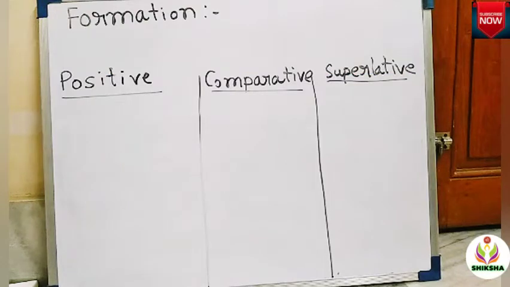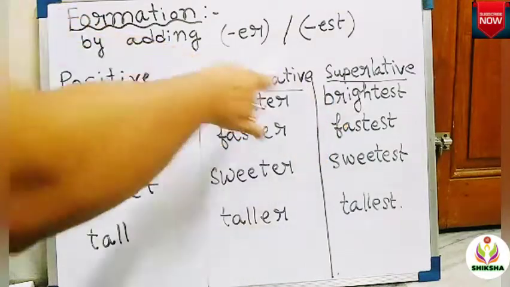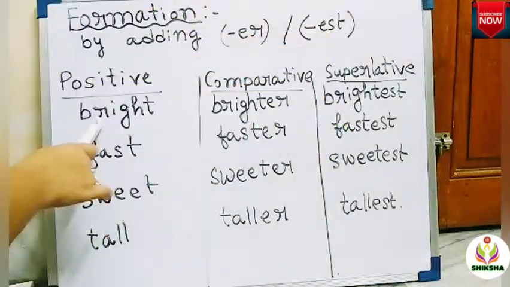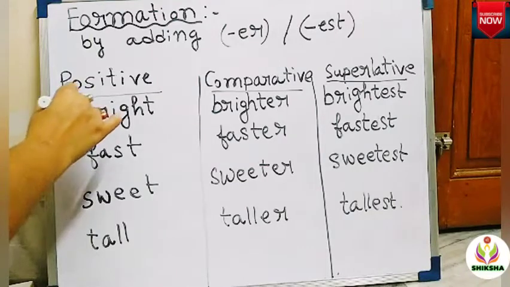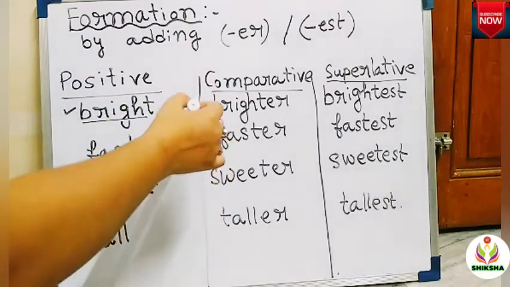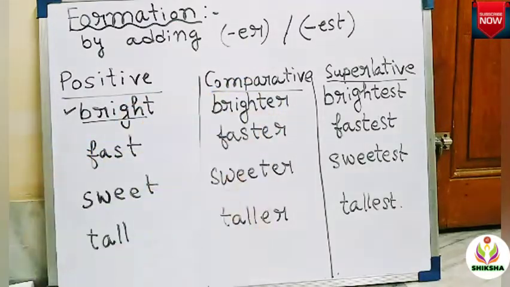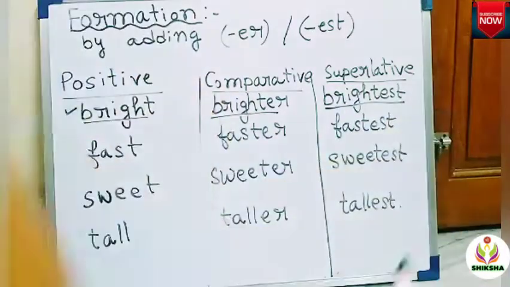Adjectives change in form when they show comparison. Let's see how. Some adjectives form the comparative and superlative degree by adding er and est to the positive form. Let's see. Here the positive degree is bright. So the comparative degree of bright will be brighter and the superlative form of bright will be brightest.